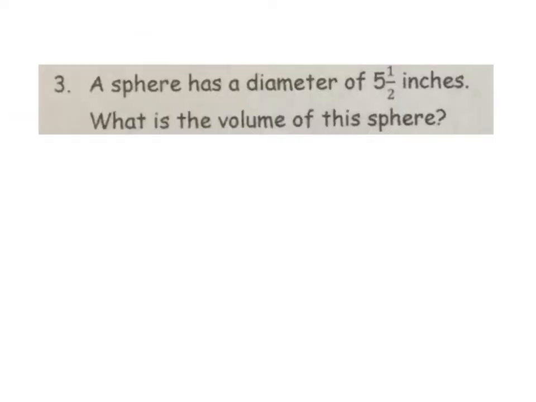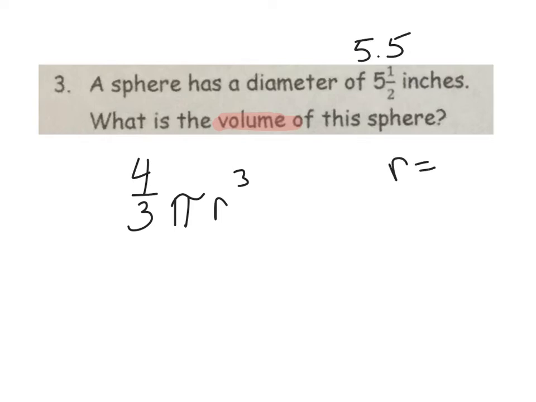All right, number 3 says a sphere has a diameter of 5.5 inches. What is the volume of the sphere? So we're looking for volume here. Okay, the formula for volume of the sphere is 4/3 pi times the radius cubed. Okay, 5.5 inches is the diameter, so we need to find the radius. So we have to divide that by 2. When we do that, we get the radius is 2.75. And we just plug it into our formula.